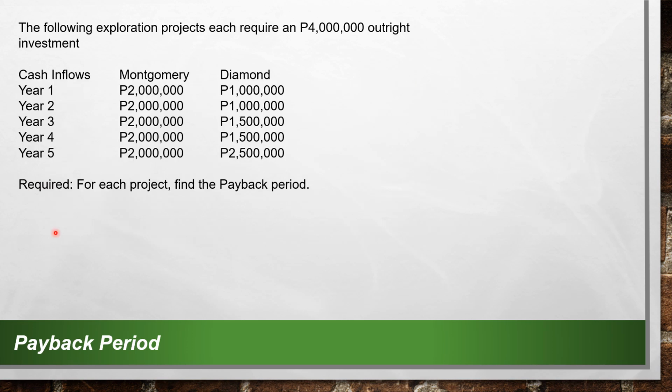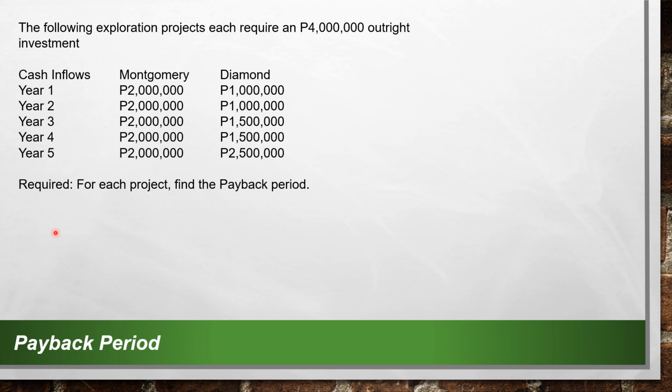So we have here a sample problem. We have the following cash inflows for two exploration projects requiring 4 million outright investment. We have here Montgomery and Diamond. As you can see, for Montgomery, it is uniform cash inflows.